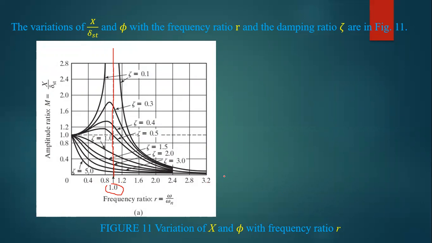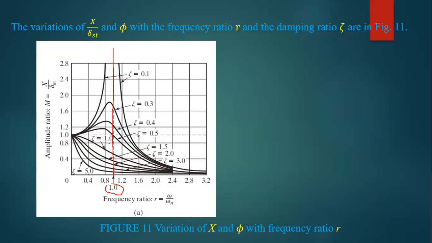The frequency ratio runs 0, 0.4, 0.8, 1, 1.2, 1.6. Amplitude ratio, starting from here, goes to some values. When zeta is very high, say 5, we can observe very high damping in the system. Again, zeta 3 is still high damping, zeta 2 and 1.5 still high damping, and zeta equal to 1 shows this graph.